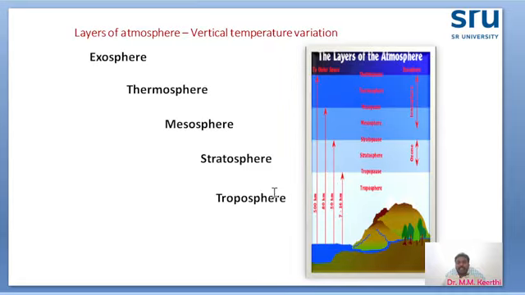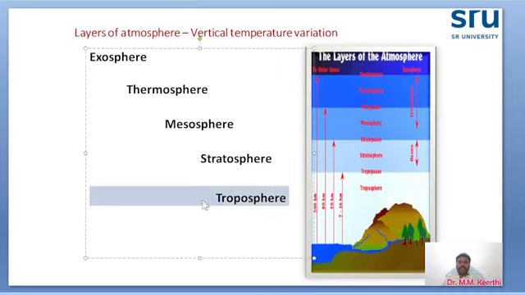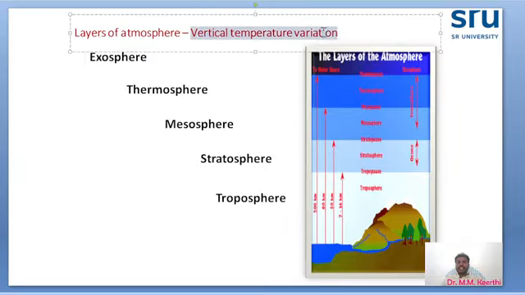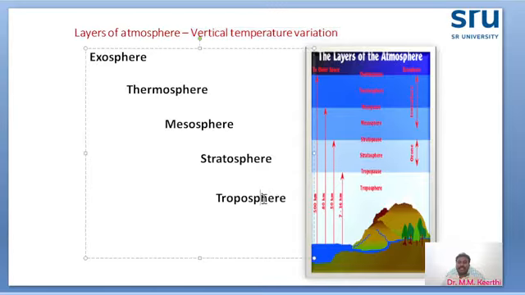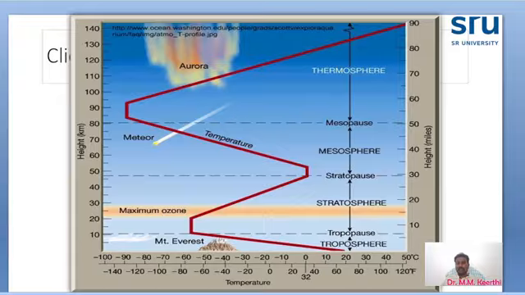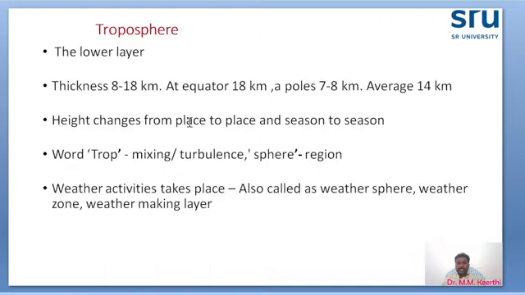Okay. First, we are going to discuss the troposphere, followed by the stratosphere, mesosphere, thermosphere, and exosphere. All these spheres are divided based on the vertical temperature variation. So we will see this one by one in the picture.